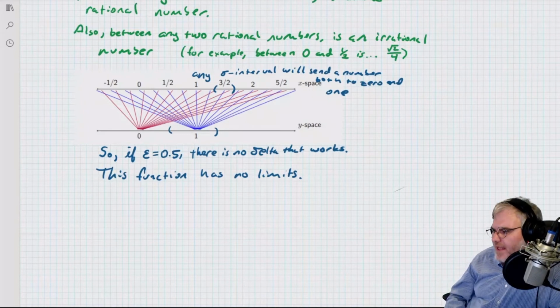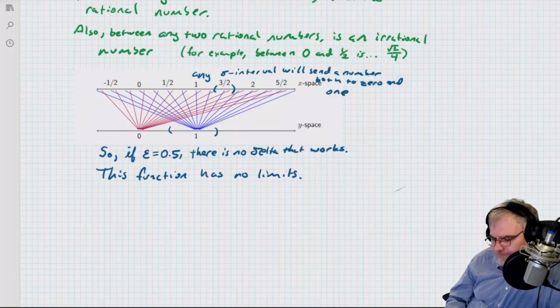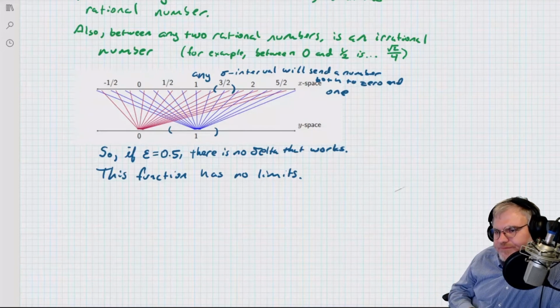How do we feel about that, 1 to 5? No matter where I put my delta, I'm going to wind up exiting the function. And it's a weird one. It's kind of cool.